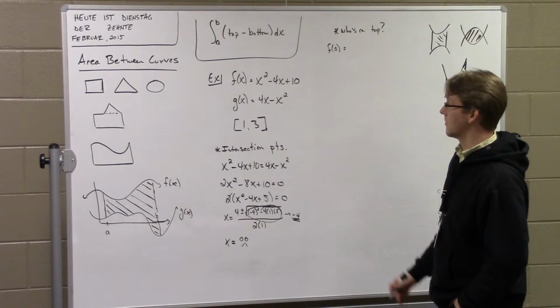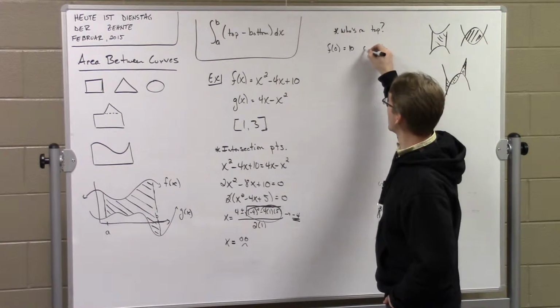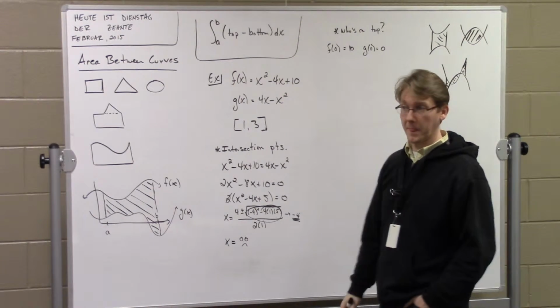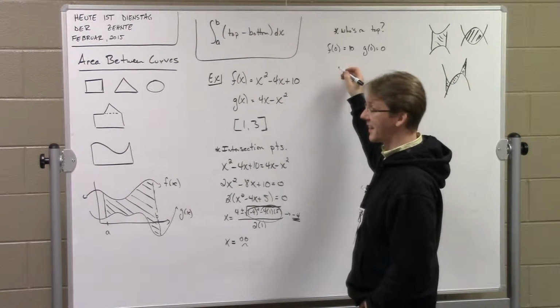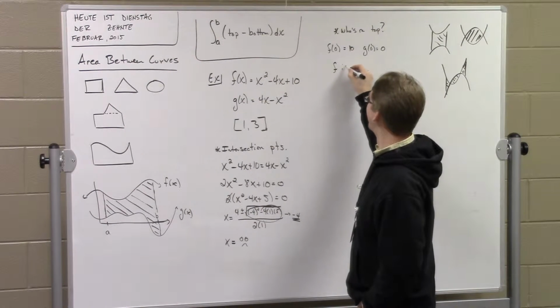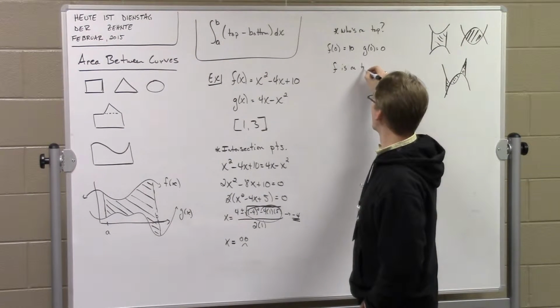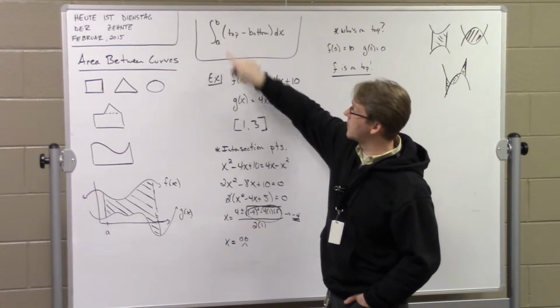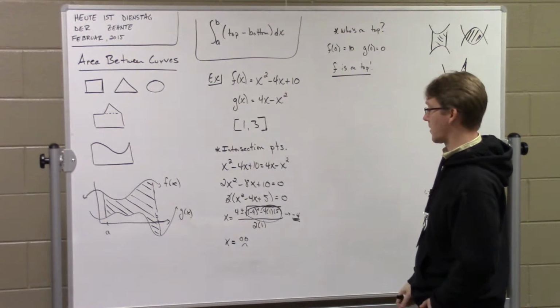F of 0 is 10. What is g of 0? 0. So who's on top? F. All right, very good. F is on top. So when I set up my integral, I will do f as the first one and g as the second one.